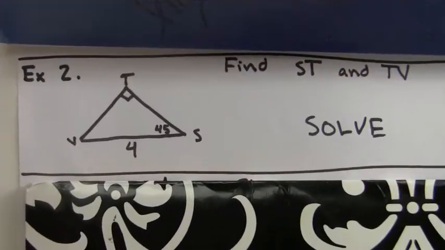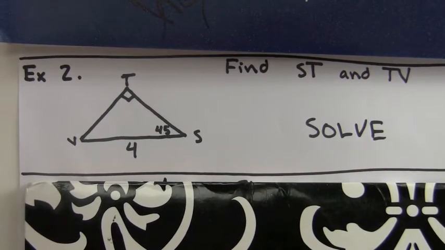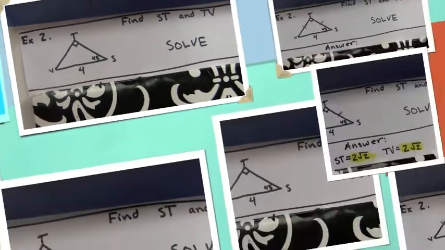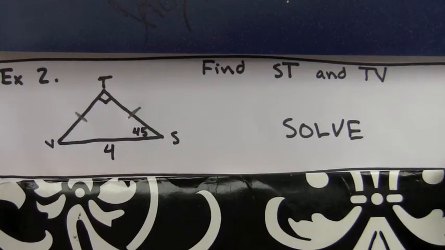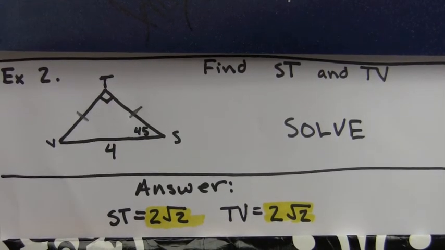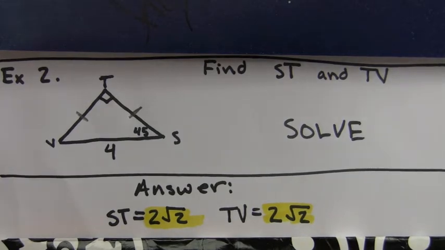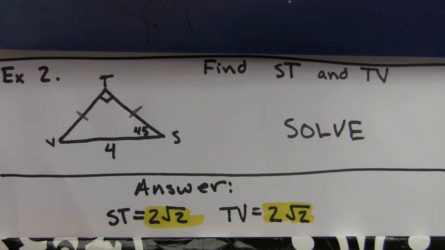In the triangle SVT, find ST and TV. In case you're stumped, let me show you the answer. ST equals 2 root 2 and TV also equals 2 root 2. Since 4 is across from the right angle, it has to be equal to x root 2.